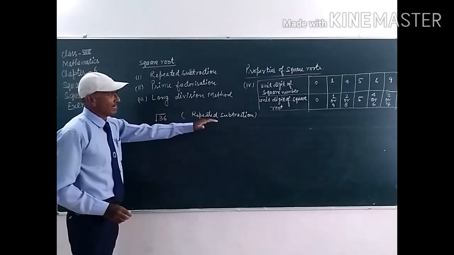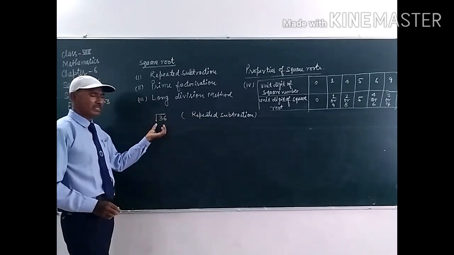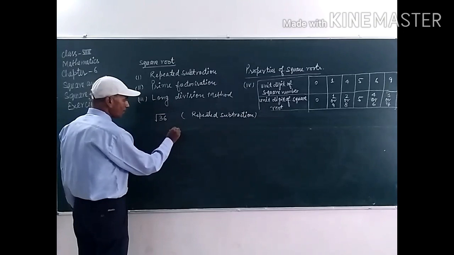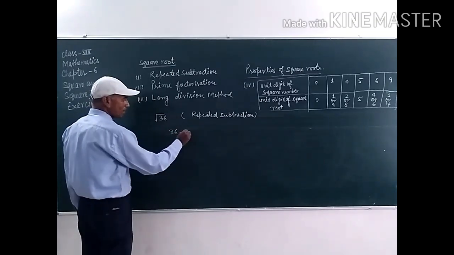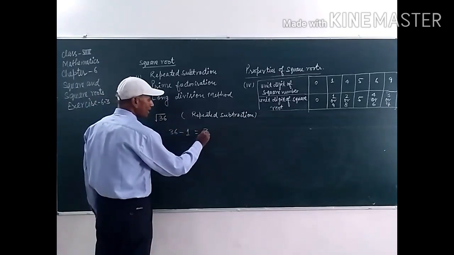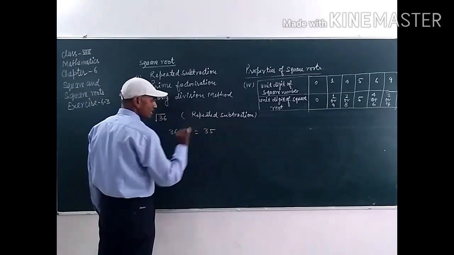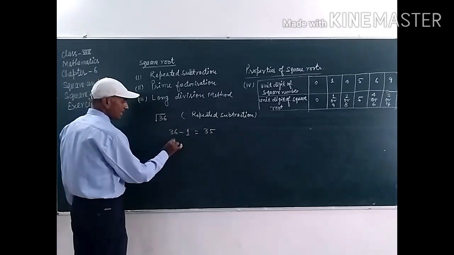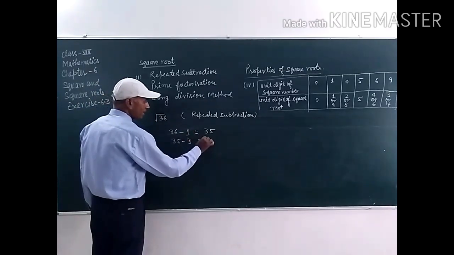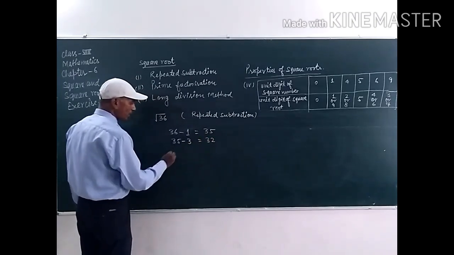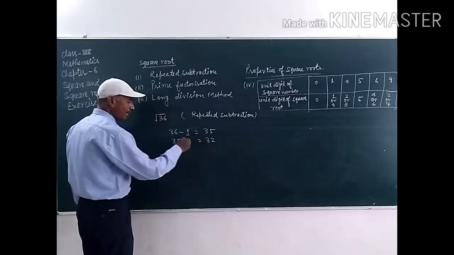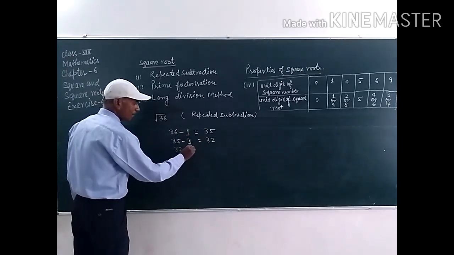Using the repeated subtraction method, we have to find the square root of 36. First of all, from 36 we subtract the first odd number, that is 1. So it will be 35. This is the first step. In the second step, 35 minus 3, the second odd number, that is 32. In the third step, 32 minus the next odd number, that is 5.